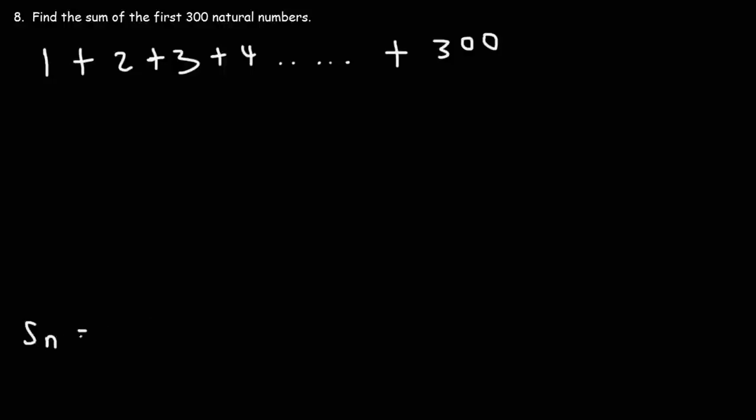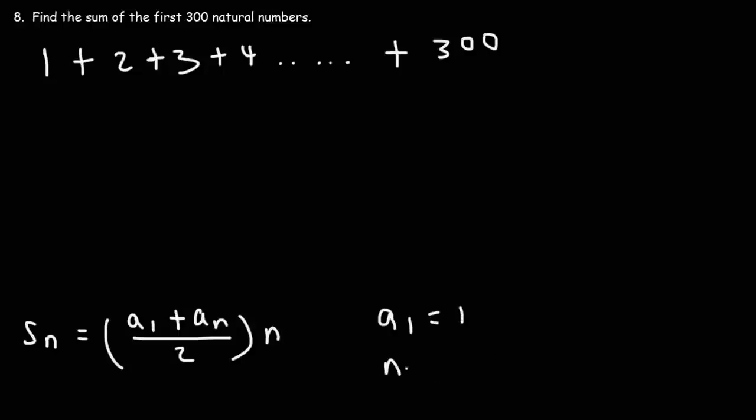So to find the sum of a partial series, we need to use this equation. S sub n is equal to (a sub 1 plus a sub n) over 2, times n. Now let's write down what we know. We know that a sub 1, the first term, is 1. We know n is 300.